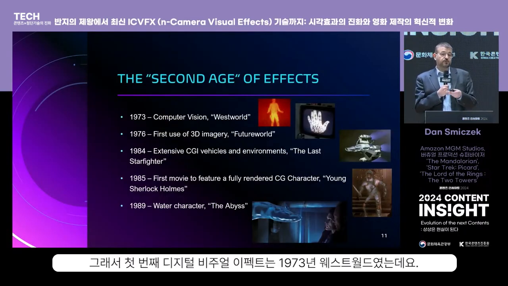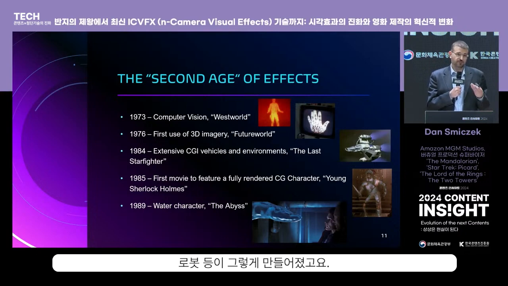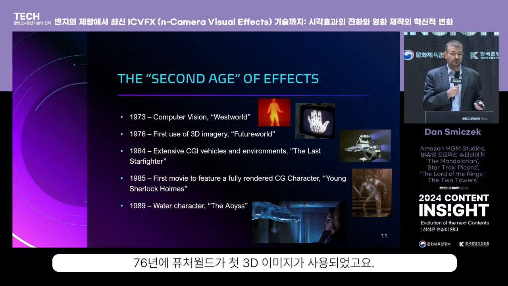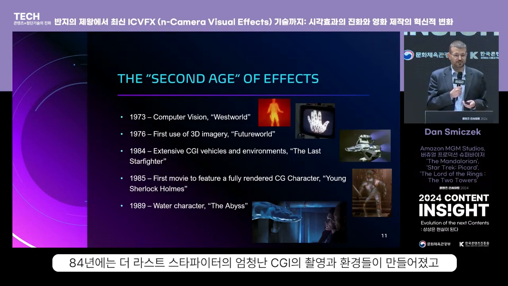So the very first digital visual effects were in 1973 on the movie Westworld. You can see there, it was how they made the vision for the robots in the movie, and that was the first film version of visual effects. And then soon after that, in 1976, Future World had the first 3D model of a hand. In 1984, we started getting into The Last Starfighter, extensive CGI vehicles and environments.